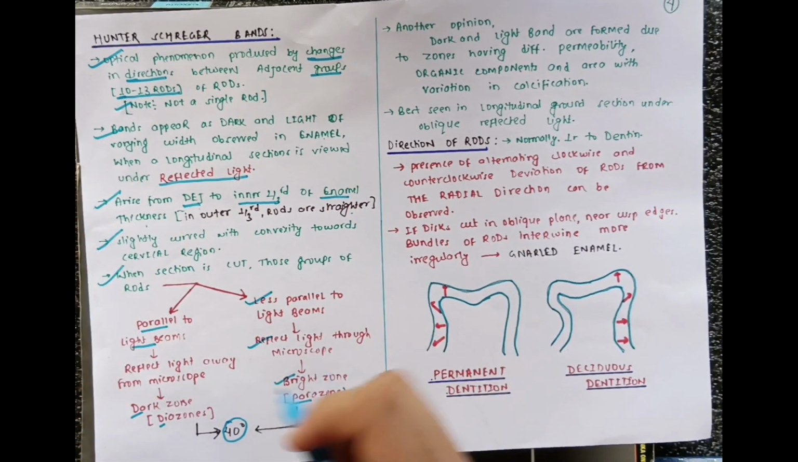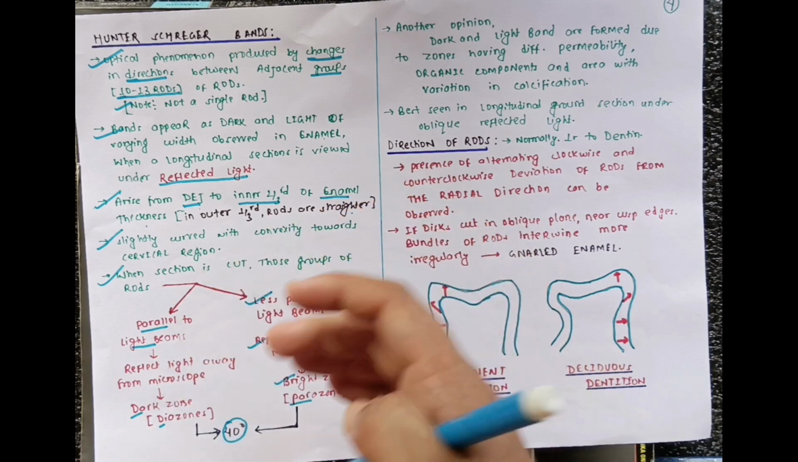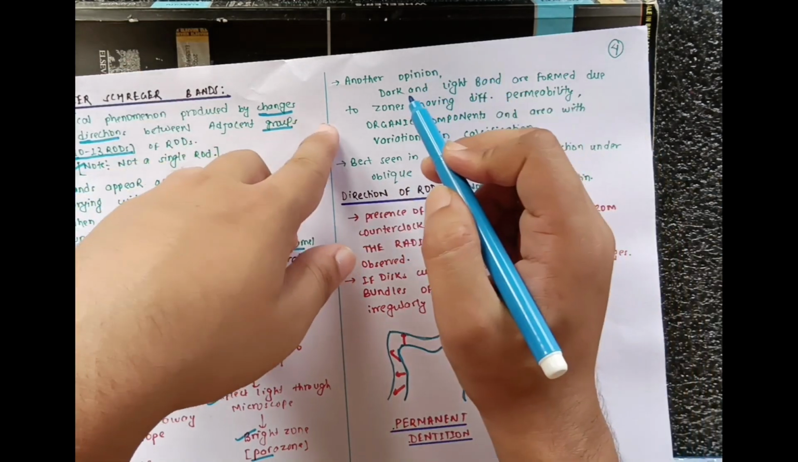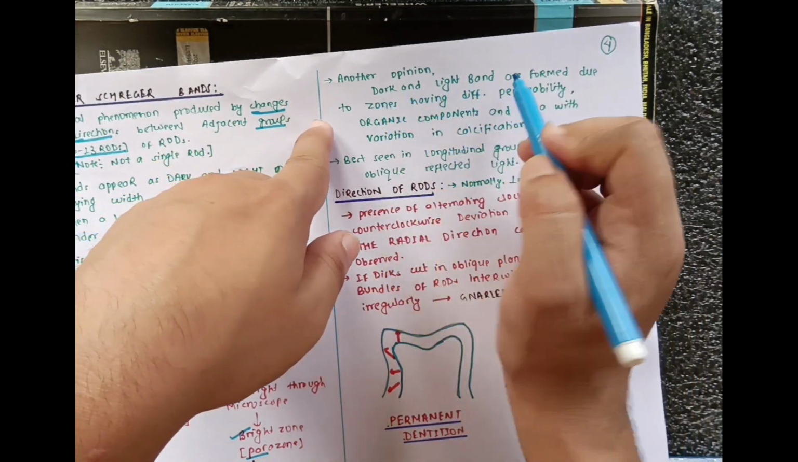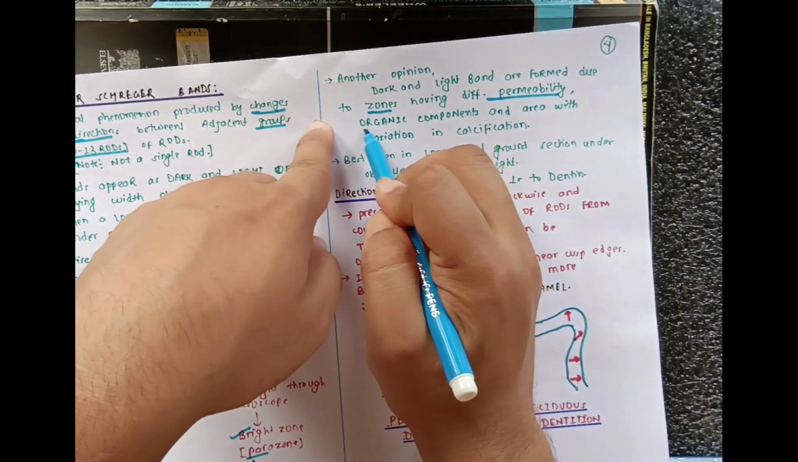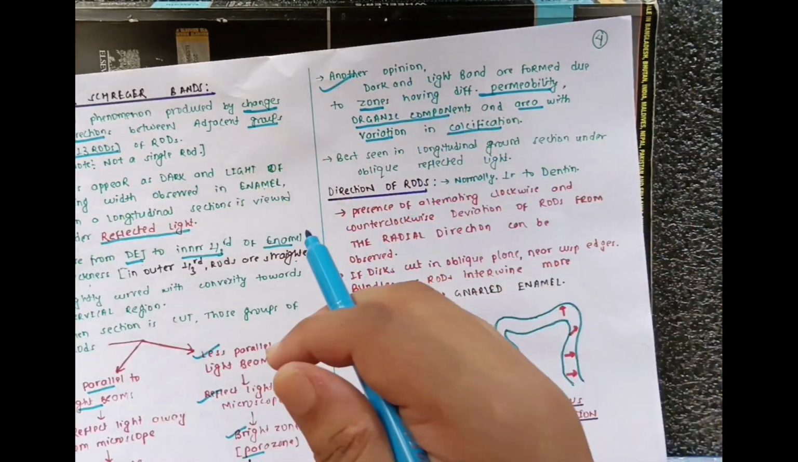Okay, so you can remember the angle present between these light zones and dark zones is 40 degrees. After that, there is another opinion, which tells us that dark and light zones may have been formed due to the zones having different permeability, organic components, and areas with variation in calcification. Okay, so this point is also important.